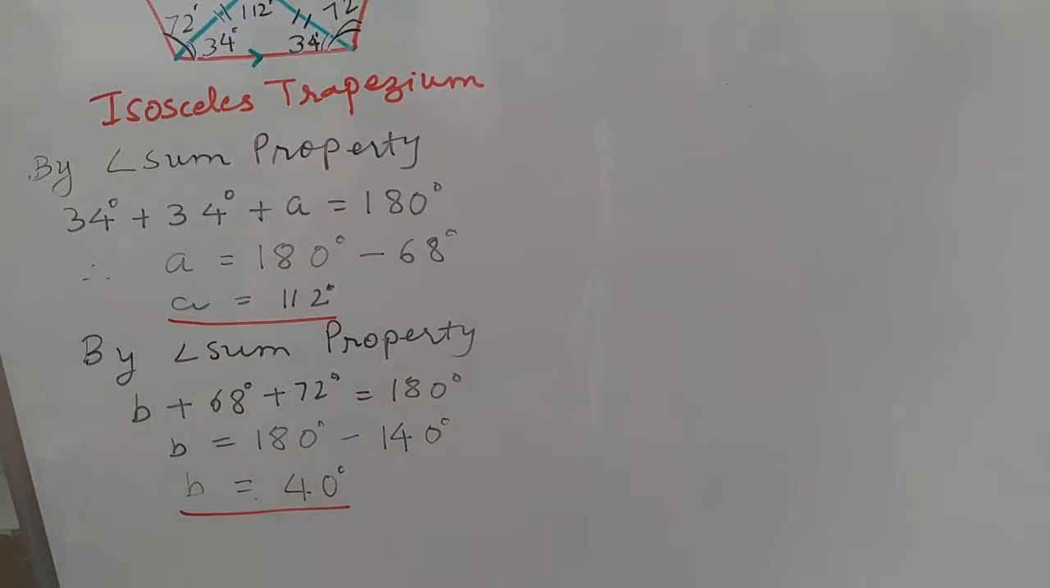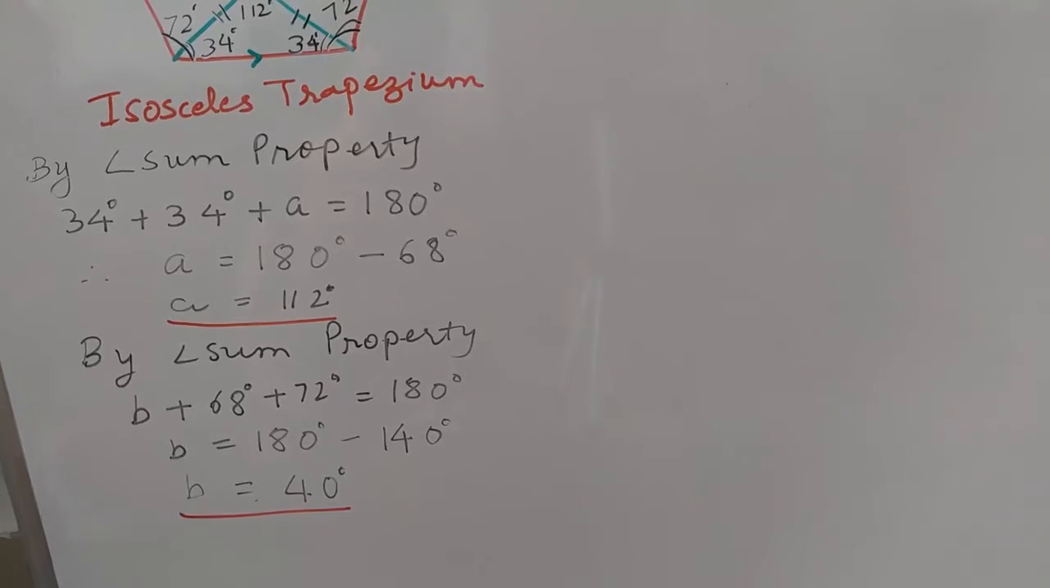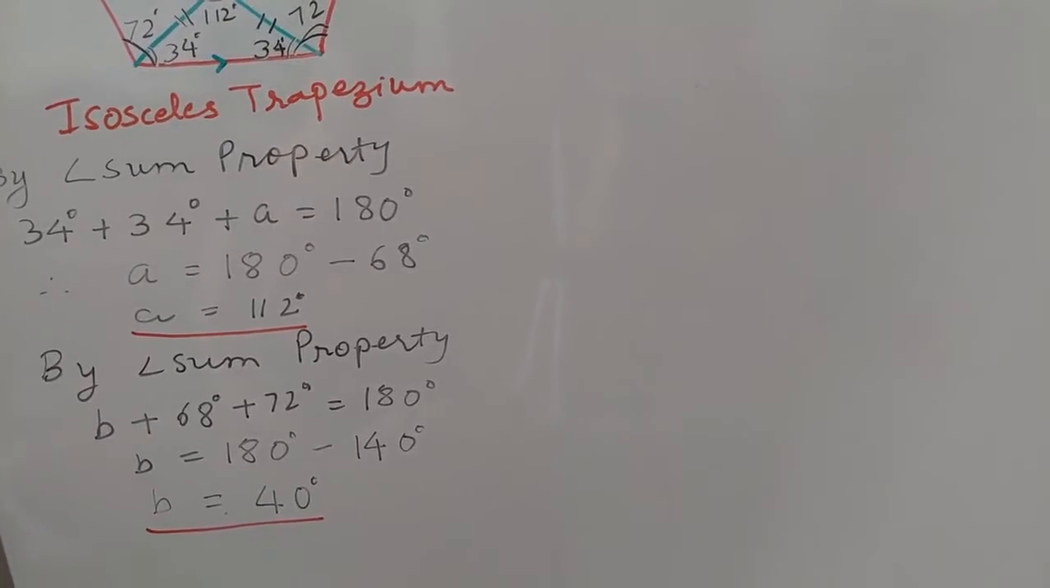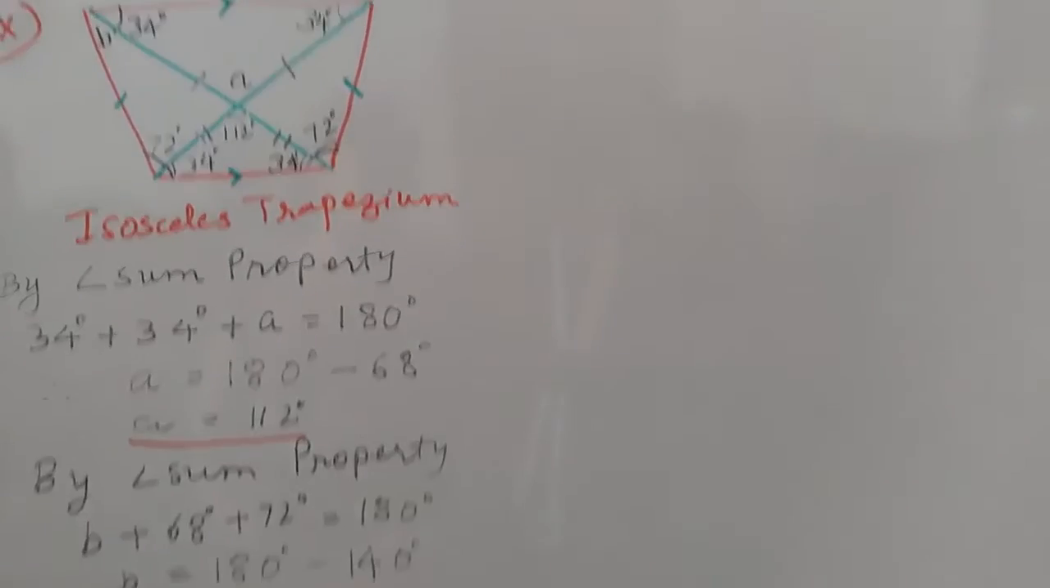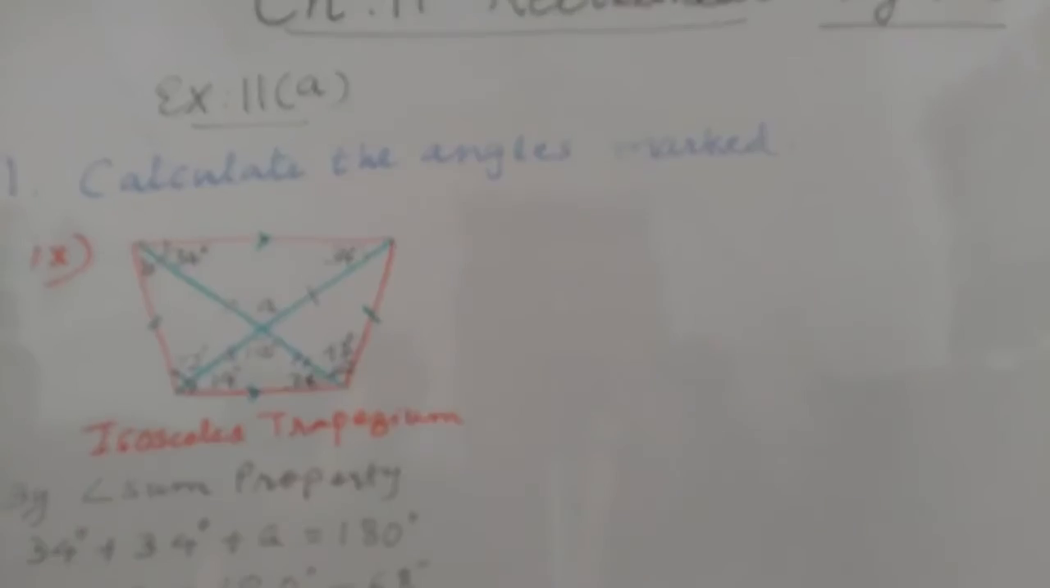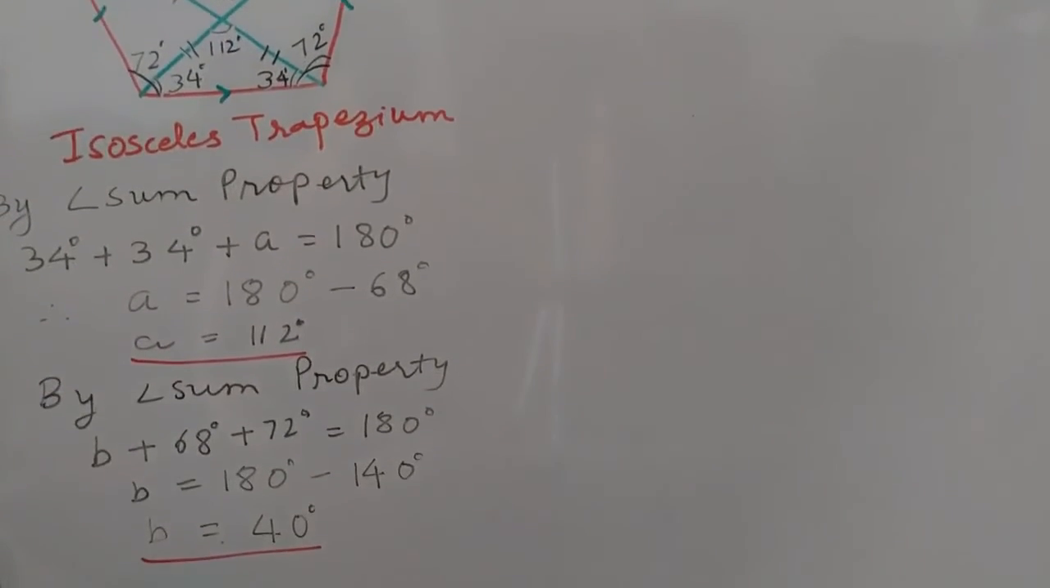So here students, how to find marked angle using our different shapes properties. Now different quadrilateral properties we are using here to get our unknown angle. So this is question number 9 solution, both A and B values found.